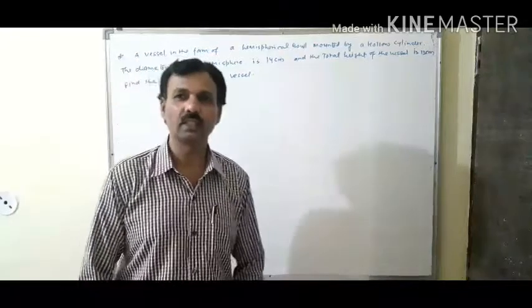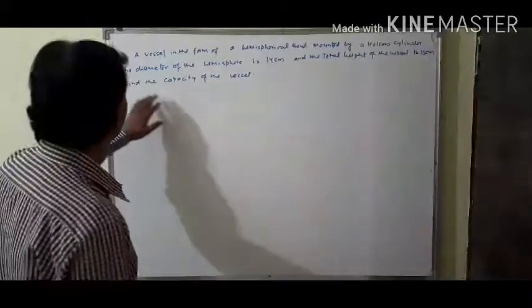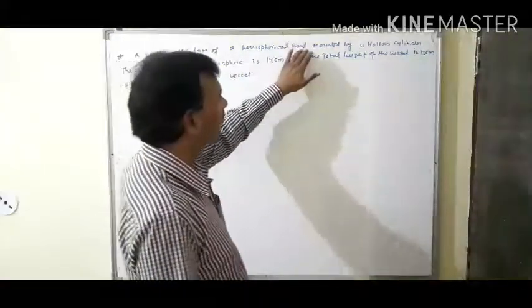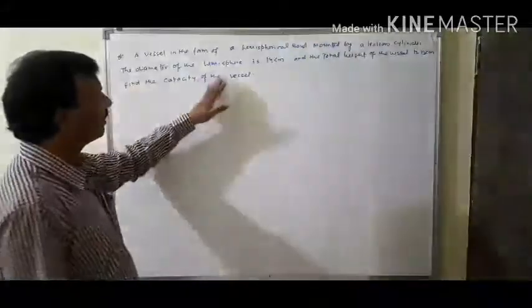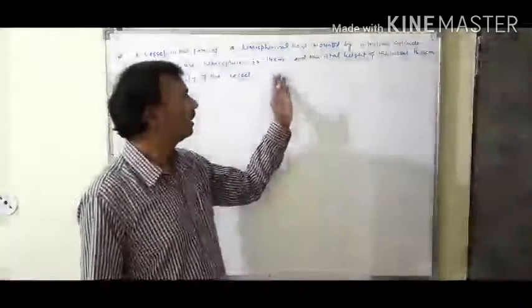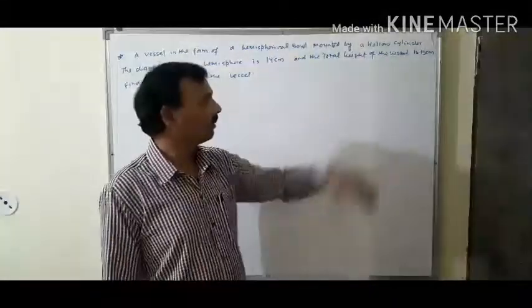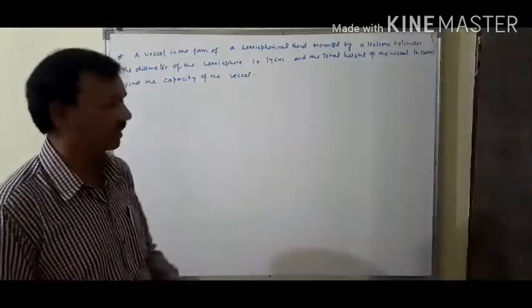Hello students, in this video we take up one question. A vessel in the form of a hemispherical bowl mounted by a hollow cylinder. The diameter of the hemisphere is 14 centimeter and the total height of the vessel is 13 centimeter. Find the capacity of the vessel.